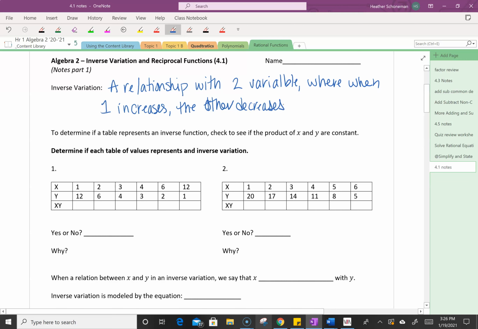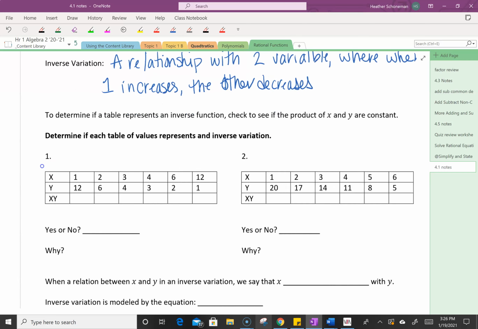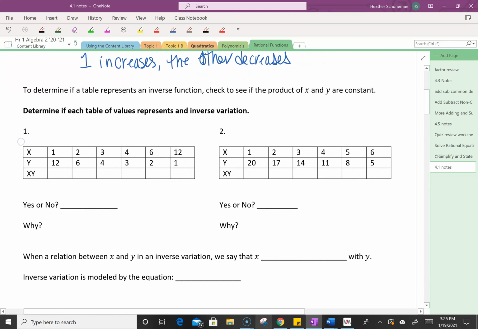All right, so there's a couple things that we're going to do with the inverse variation, and the first is that we are going to look at a table and decide if it's an inverse variation function. So let's look at example 1. On the first example, the first thing we need to look for is that if the x's are going up, the y's are going down, or vice versa. So number 1, x is going up from 1 to 12, and the y's at the same time are going down, so that is the first check.